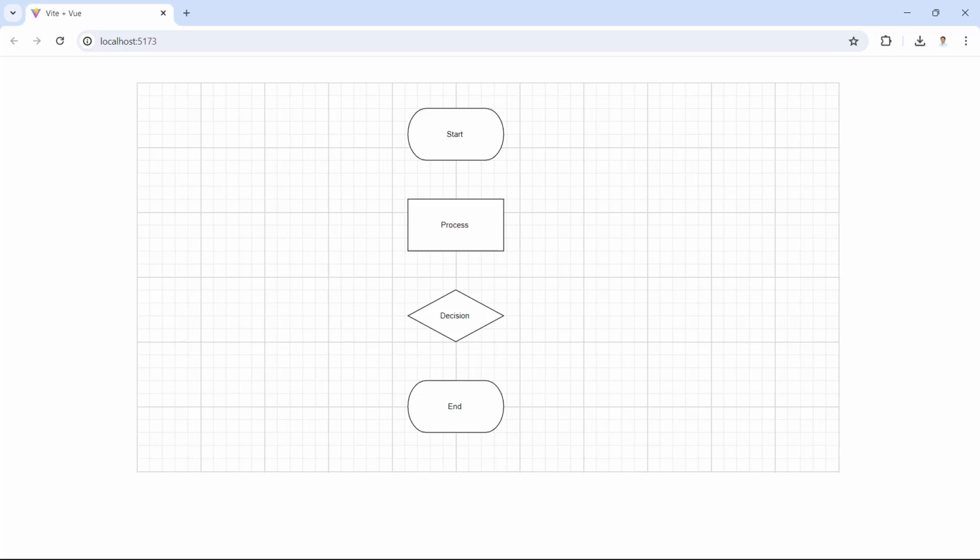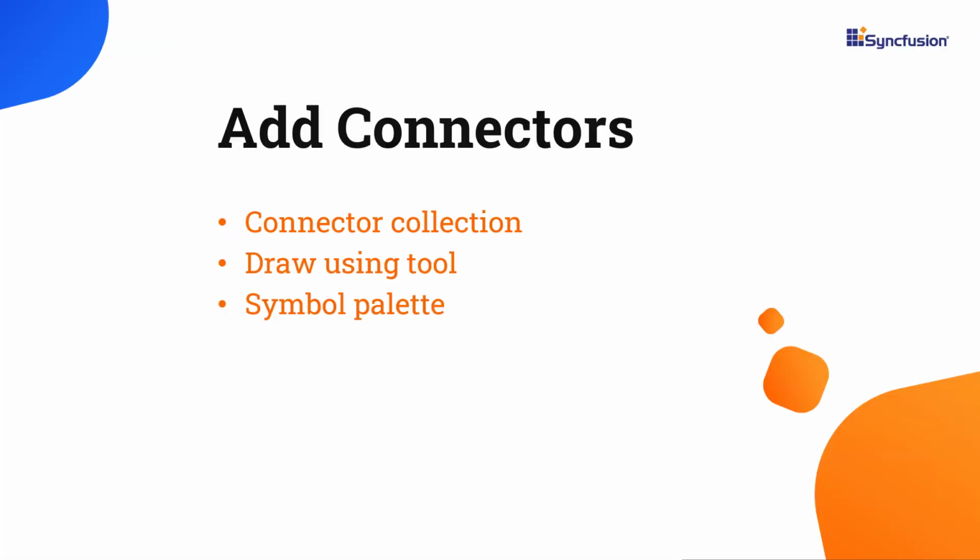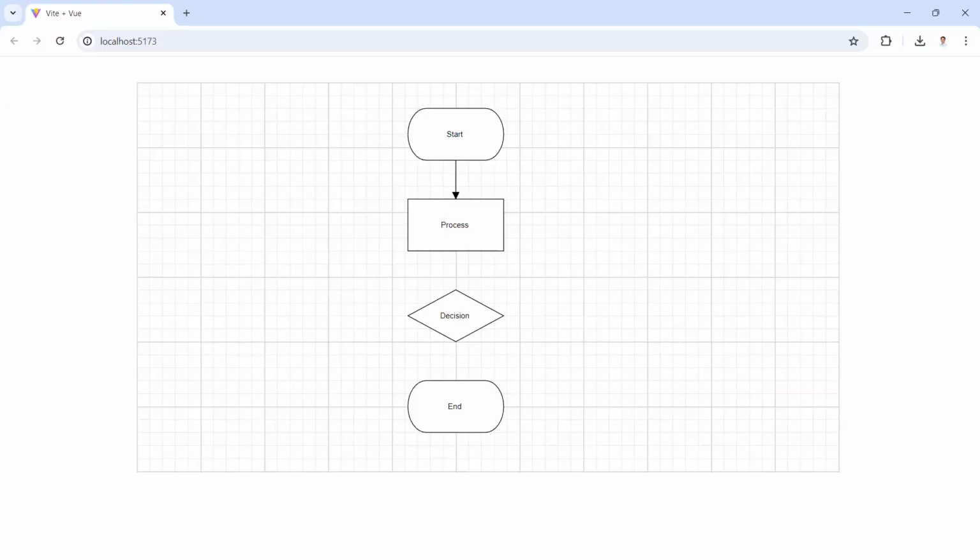Now I will show you how to add connectors to the diagram component. I can add connectors using a connector collection, by drawing a connector on the designer canvas, or using the symbol palette. Loading nodes from the symbol palette was explained in my previous video. I've put the video link in the description below. First, I will connect the first and second node using the connectors property.